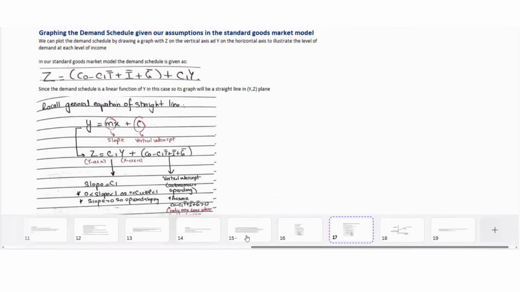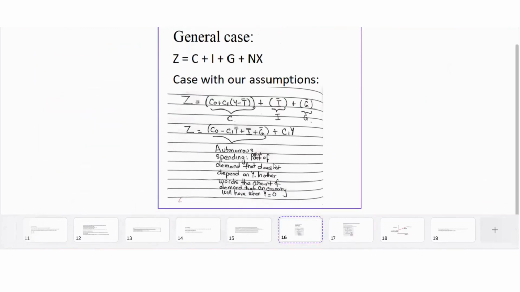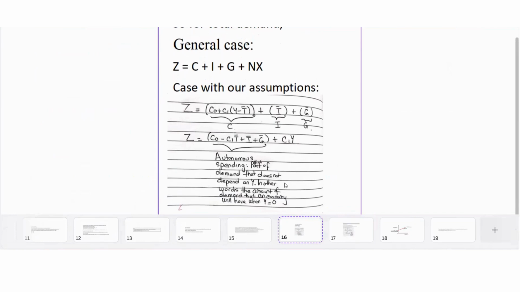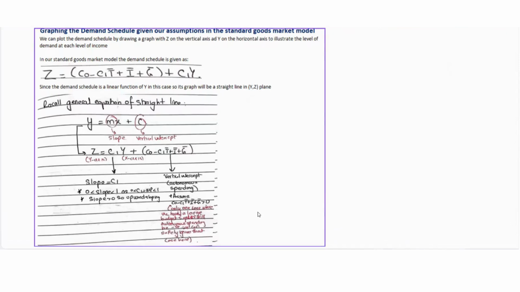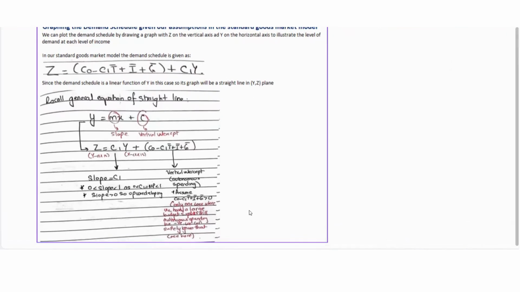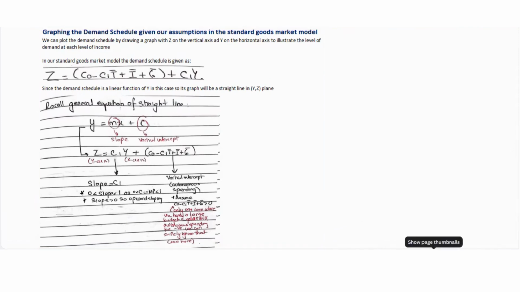Our vertical intercept is our autonomous spending component. We already discussed this earlier. This is the part of demand that is not dependent upon Y. In other words, it is the amount of demand that an economy will have when income is 0. Here we're assuming that the autonomous spending is positive. There's only one case where it would be negative, where you have a very large budget deficit, so we can safely ignore that case here. We're assuming our autonomous spending component is positive.